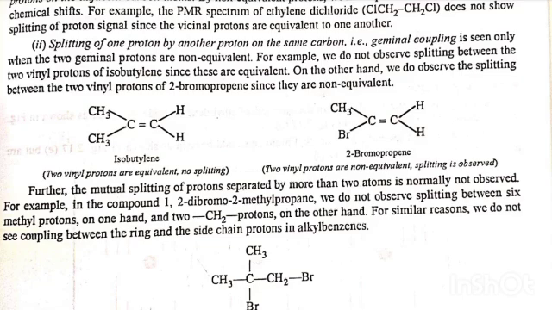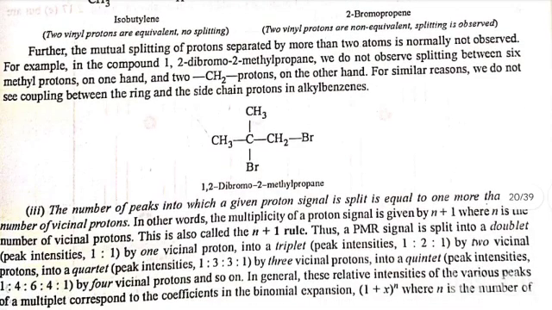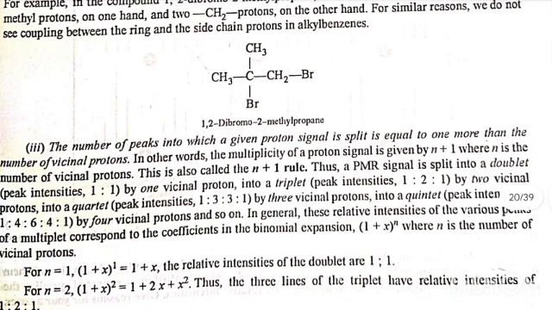For example, we do not observe splitting between the two vinyl protons of isobutylene since these are equivalent. On the other hand, we do observe the splitting between the two vinyl protons of 2-bromopropene since they are non-equivalent. Further, the mutual splitting of protons separated by more than two atoms is normally not observed. For example, in the compound 1,2-dibromo-2-methylpropane, we do not observe splitting between the 6 methyl protons on one hand and the 2 CH2 protons on the other hand.